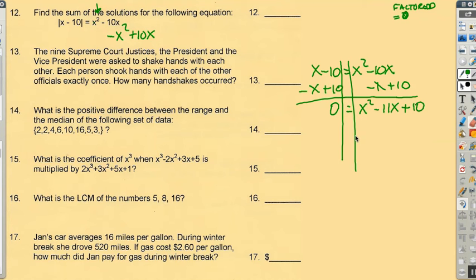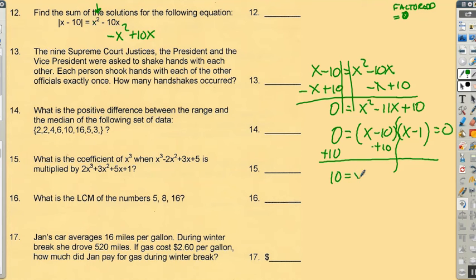So we need to have this thing in factored form because it is equal to 0. Well, we're looking for factors of 10 that equal negative 11. And I know that negative 10 times negative 1 is going to equal positive 10. But negative 10 minus 1 is negative 11. All right. Well, what's going to make this 0? If I add 10 on this side, I get 10 is equal to x. Over here, I get plus 1, x is equal to 1. Therefore, the solutions for this one are 10 and 1.